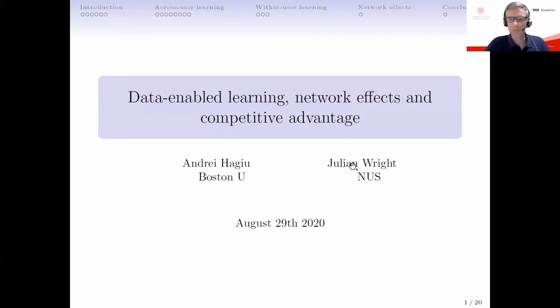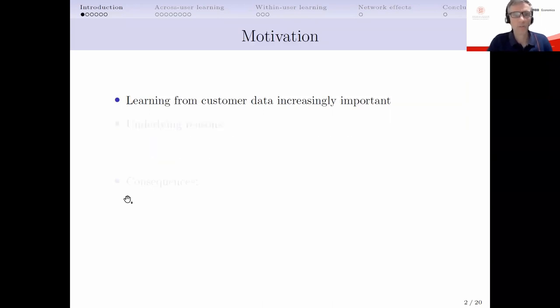Okay, so this is joint work with Andrei Hagiu from Boston University. I think we all know that big data has become a big issue. And in IO, typically when we think about big data, we might have in mind targeted ads and privacy, or we might have in mind price discrimination.